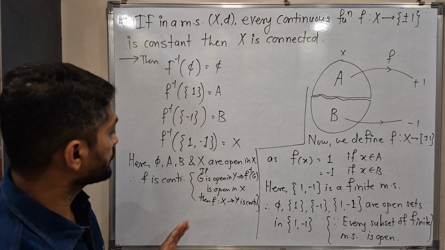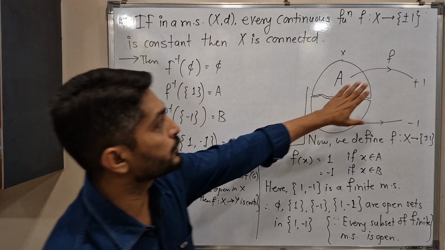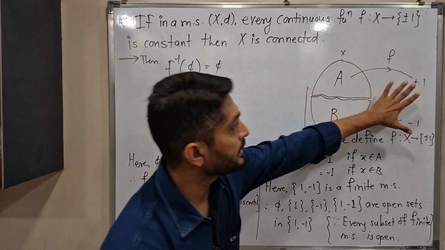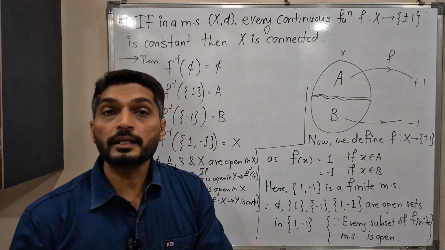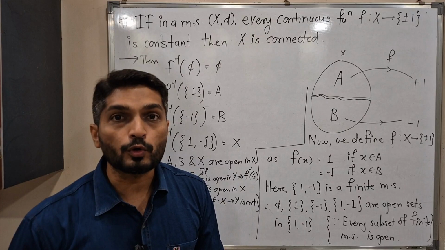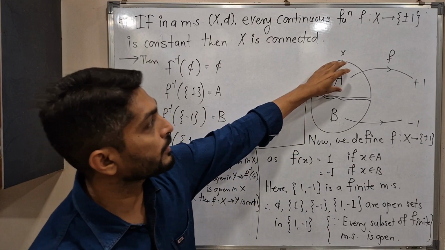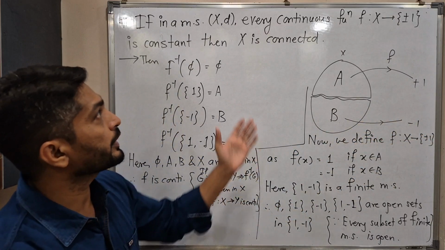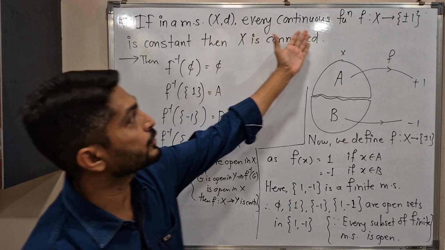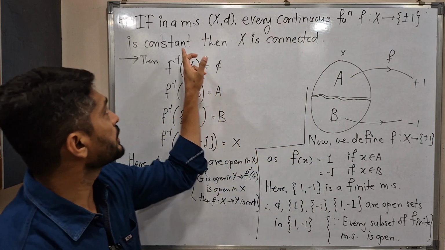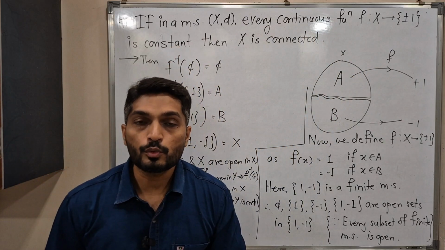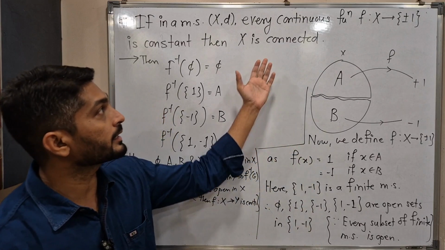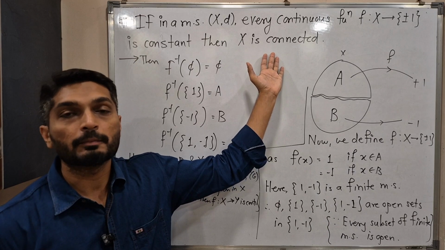So right now, as you can see in this diagram, we have a function F from X to {+1, -1} which is continuous, but it is not constant. Why is it not constant? Because some points of X go to 1 and some points of X go to -1. That contradicts what we have already declared: every continuous function from X to {+1, -1} is constant. We get a big contradiction here. Why? Because of our wrong assumption. Our assumption was that X is disconnected. That is wrong. Therefore, we can say X is connected.